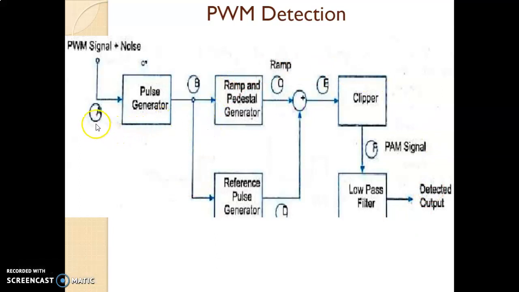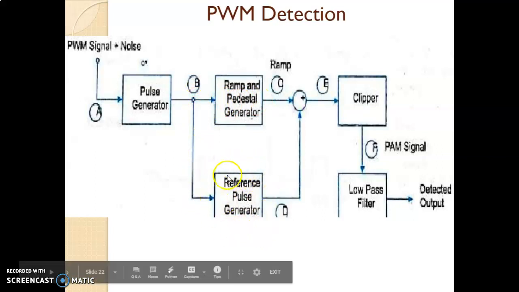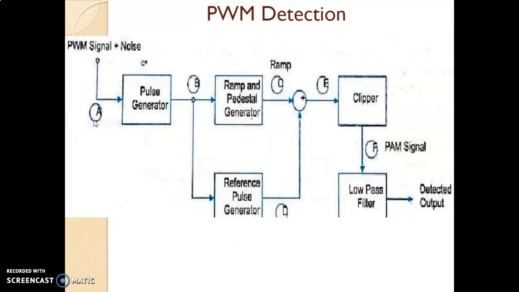Now we will understand with the help of this diagram how a PWM signal is detected or demodulated. Here we have some reference point marks: point A, point B, point C, point D, point E, and point F. The PWM signal plus noise will be received by a PWM demodulator. The pulse generator shapes the pulses so that the noise is overcome. Then the pulse generator gives its output to the ramp and pedestal generator, and also to the reference pulse generator. Now let us look at the waveforms at point A so that the concept is clear.